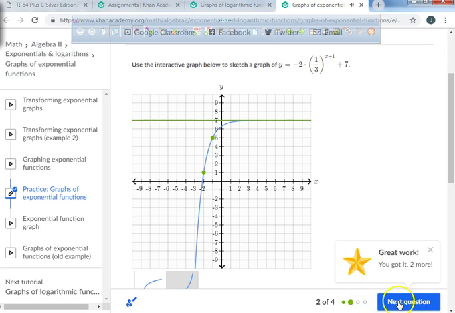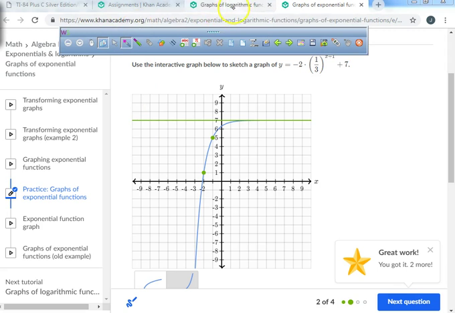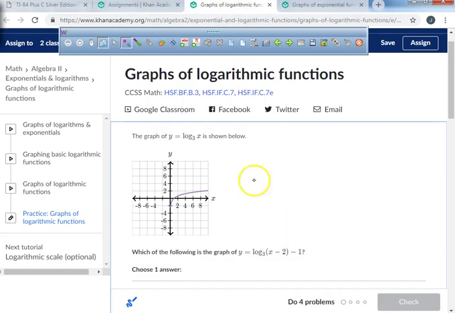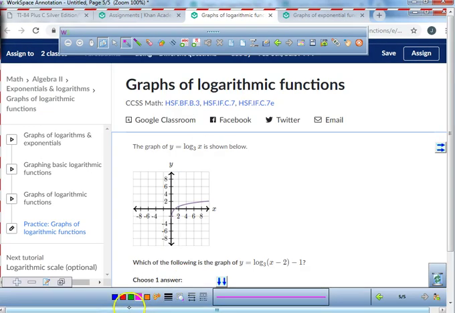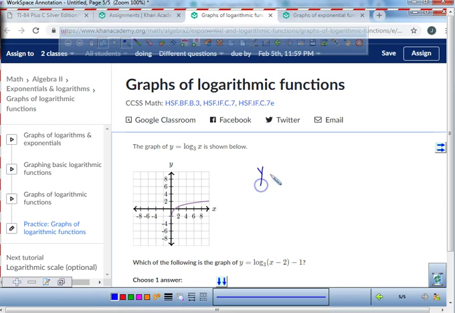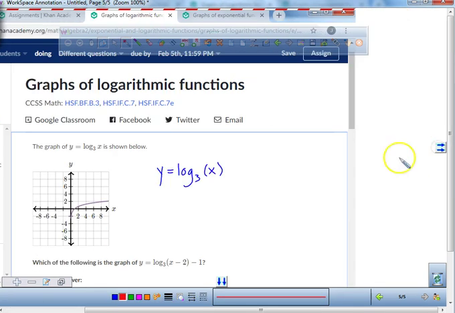and check it. Okay. Now what we're going to do is we're going to go to logarithms. Right here. We're going to do 2 logarithm problems. So what I'd like you to do is I'd like you to write down the original logarithm. We're going to write down the new logarithm. And there's only 2 things that are going to be happening in this graph. Only 2.